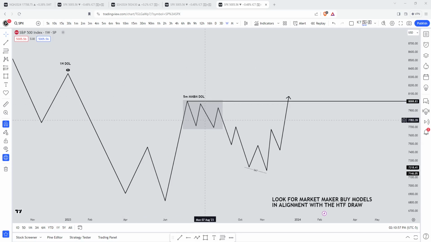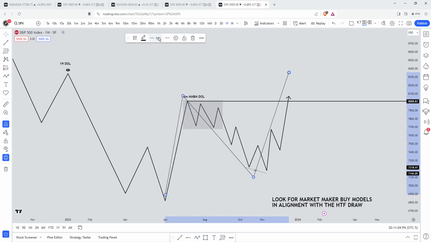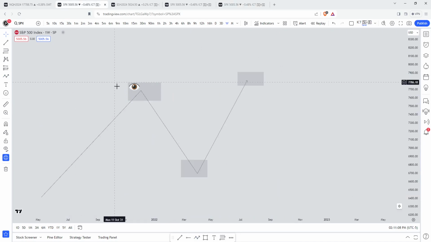On the lower time frame, this is what a market maker buy model would look like. So if we're just viewing this on a 1 hour time frame, it would just look like this. Okay, if we're looking at this on a 1 hour, it would just be high, low, higher high. That's going to be a lower time frame market maker buy model.